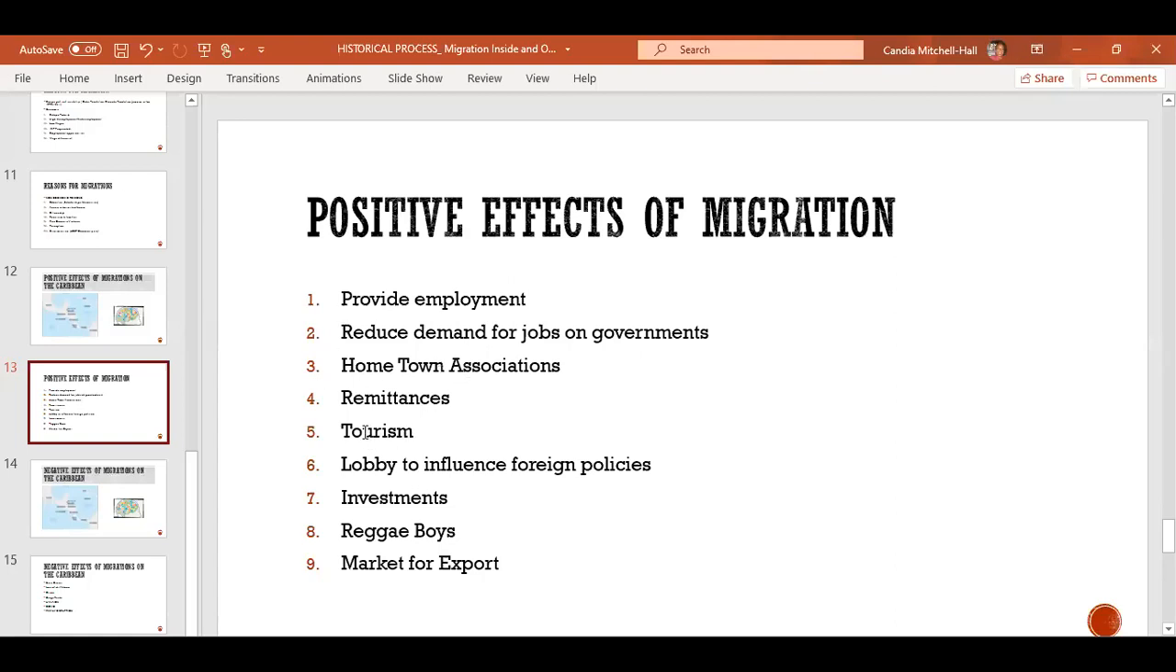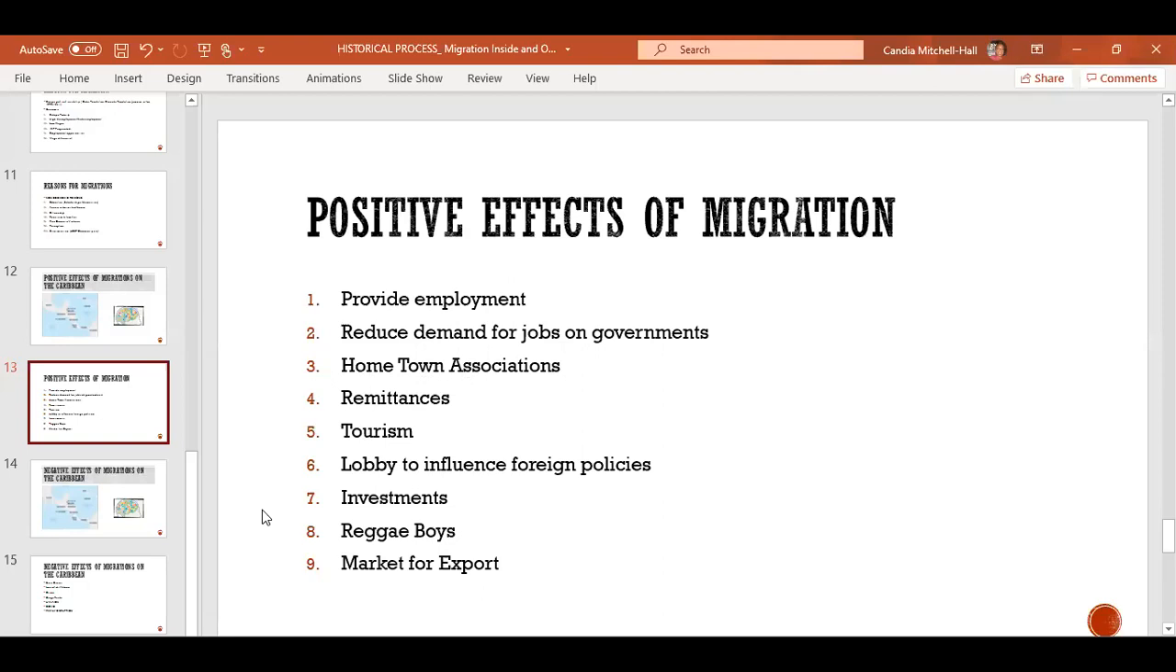Another thing is tourism. Tourism is very important. Once people go abroad, they're going to bring back their friends here, or bring back their friends in the Caribbean, and that is going to help with tourism. So that's a benefit. Lobby to influence foreign policies. We are going to look at this tomorrow. Not tomorrow, we're going to look at this on Wednesday.